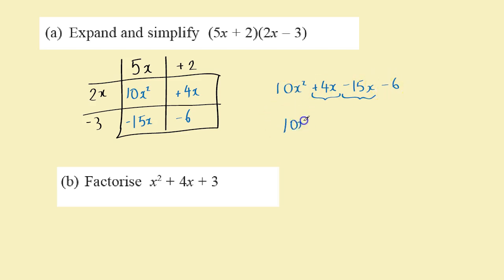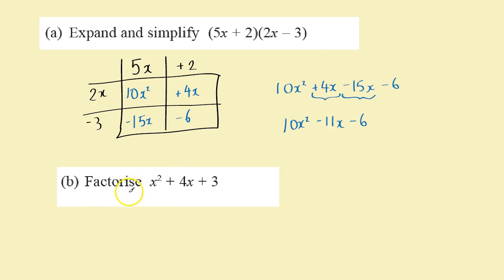So we've got 10x squared, nothing to go with that, plus 4 take away 15. Well, that gives us minus 11x and then minus 6. And there you have it. That's the answer.